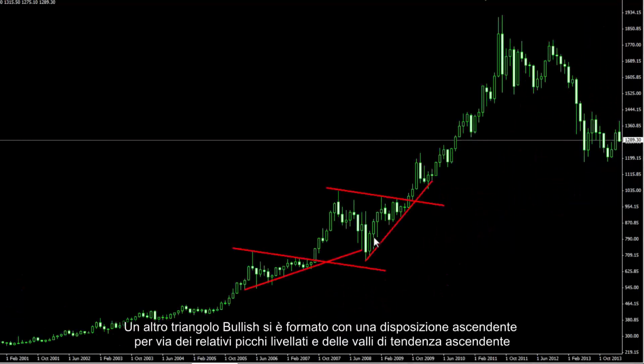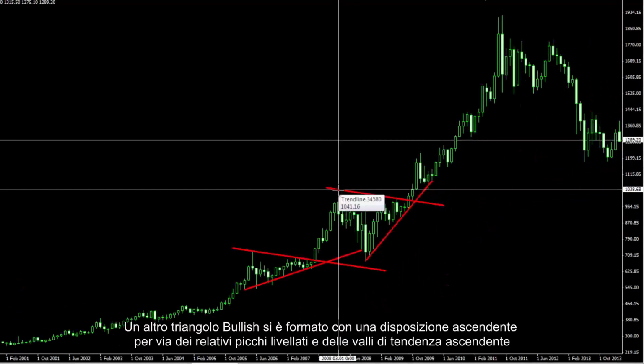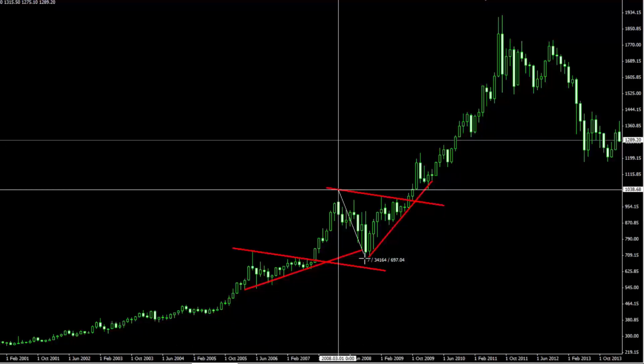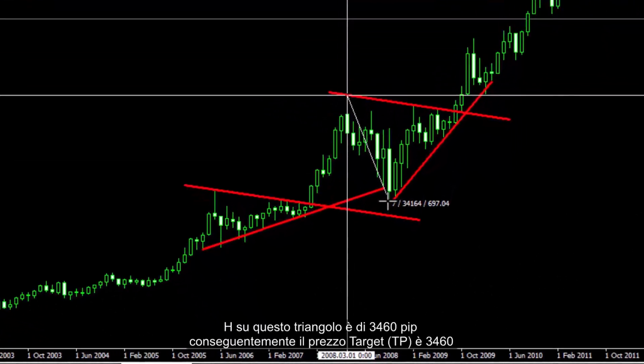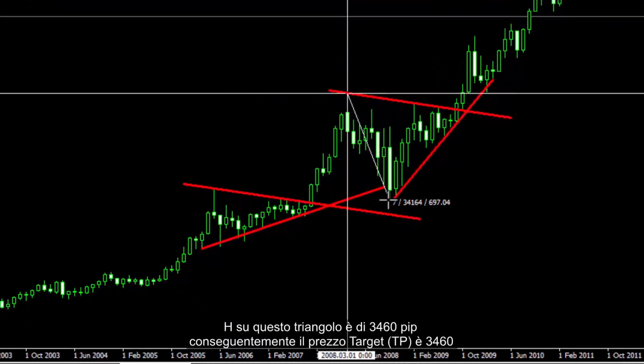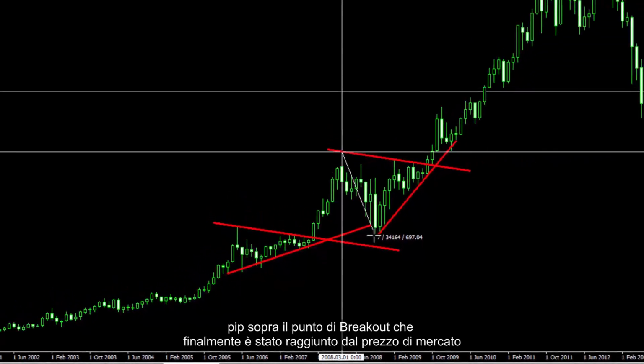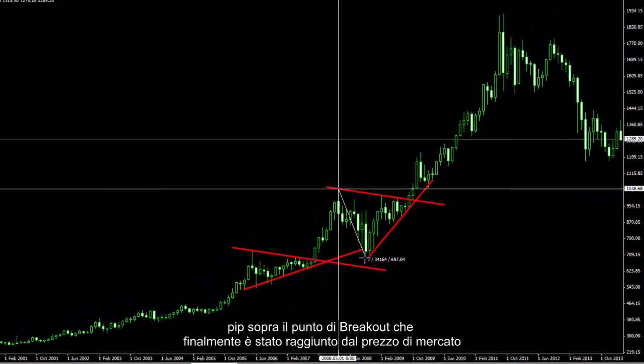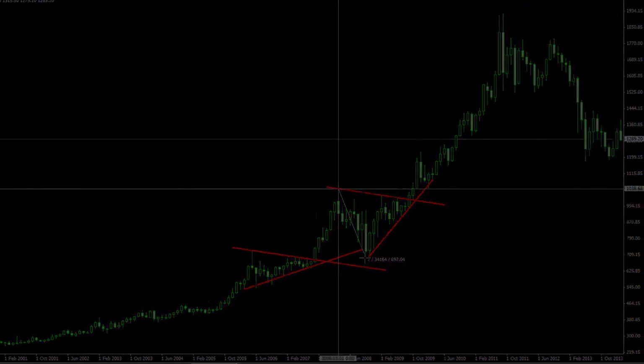Another bullish triangle has formed with an ascending format due to its level peaks and an upward trend valleys. H on this triangle is 3,460 pips. Consequently, TP price is 3,460 pips over the breakout point that eventually has been reached by the market price.